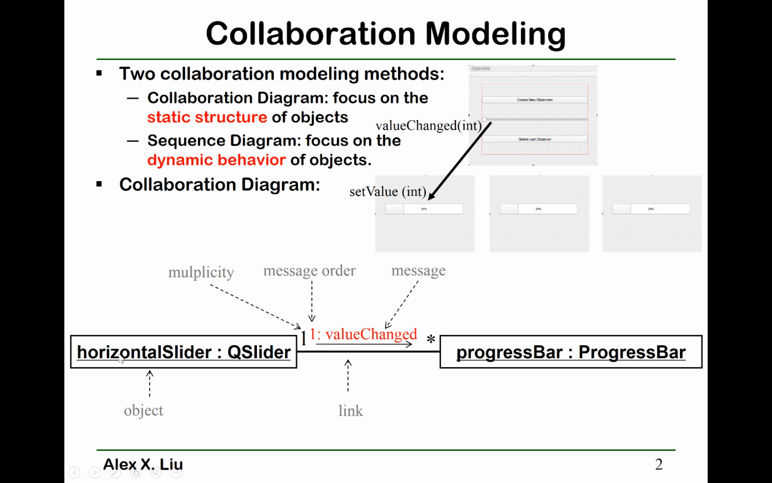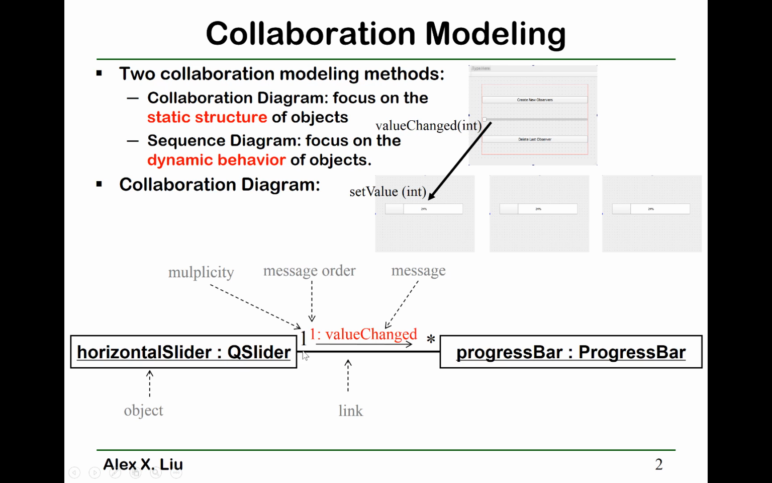Here we have two objects. One is a horizontal slider, and the other is a progress bar. This horizontal slider represents an object. This is the same thing as the object diagram, remember. We have a box with the object name, colon, object type, and a line beneath that. This represents an object, and this is a progress bar object. The line between these two objects is called a link.